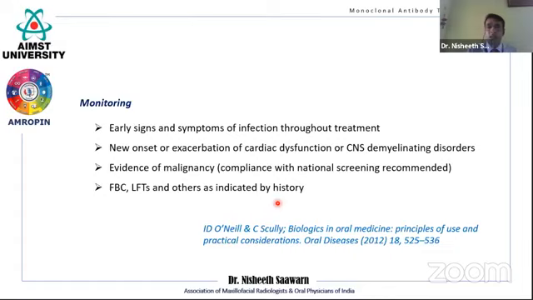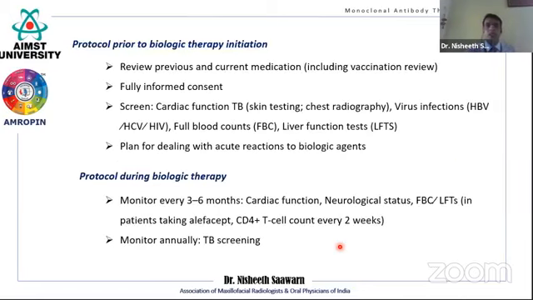This is the article by O'Neill and Scully. It is an invited review in Oral Diseases: Biologics in Oral Medicine, Principles of Use and Practical Considerations, Oral Diseases 2012. So please see it. All these guidelines are given in this article, so if you want to refer, you can refer to it.